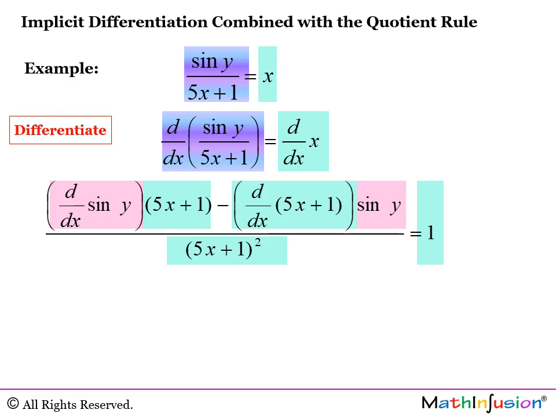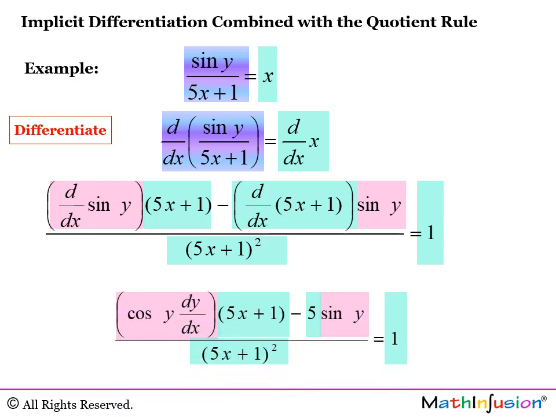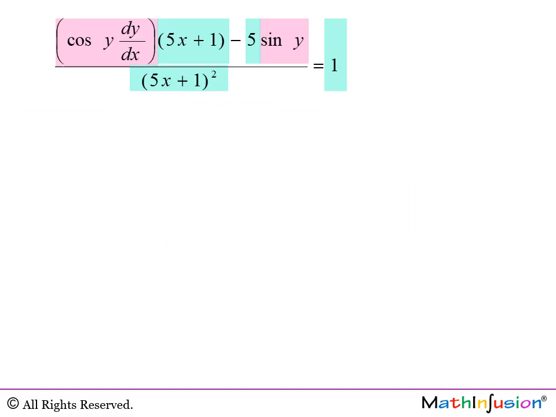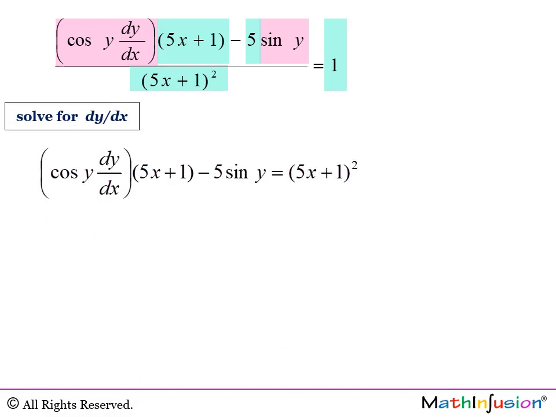When we apply the quotient rule, we get the separation between the x and the y's. And we know the building blocks, so we can apply that, and we get that. We finish with the differentiation. Now we have to solve for dy/dx. This is algebra. We can multiply everything by 5x plus 1 to the power of 2 to get that.